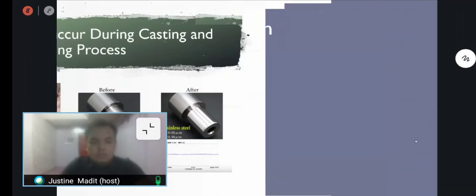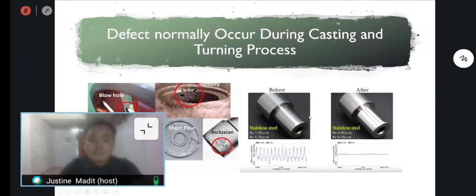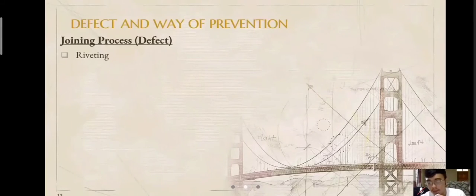The turning process is basically to reduce the diameter of a stainless steel rod that is much bigger in diameter. That is a concern. You can only make it to reduce the diameter. The riveting and prevention way.